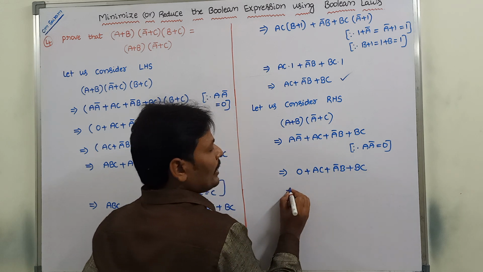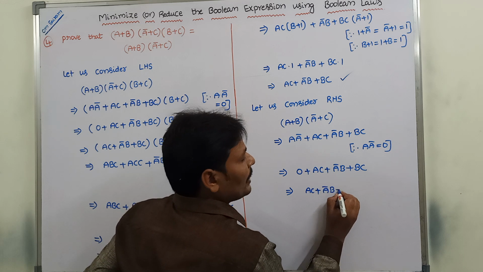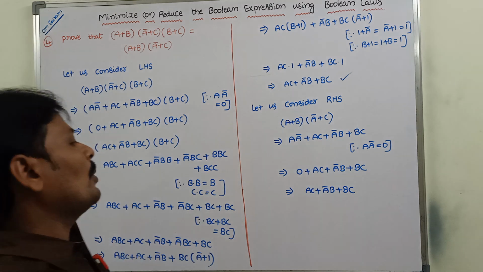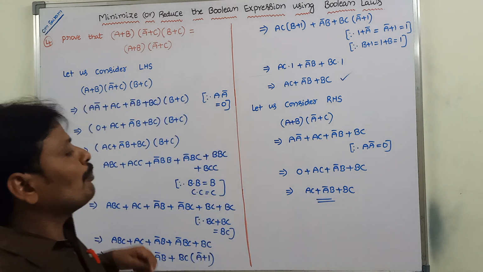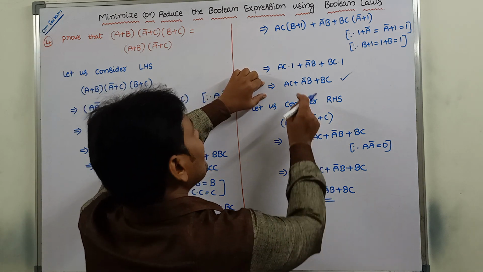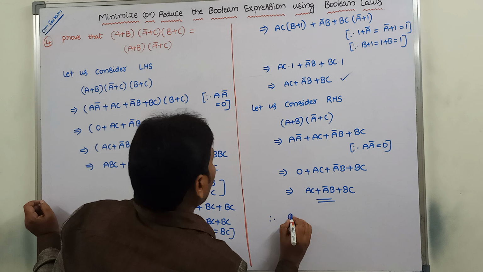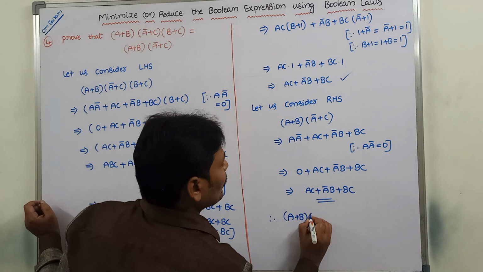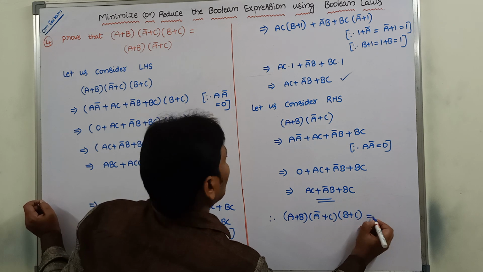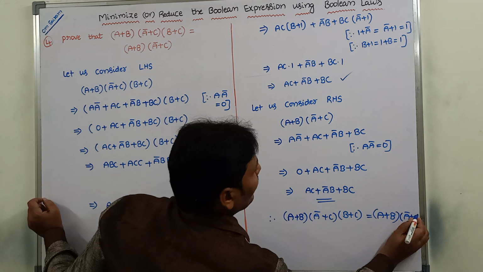So 0 plus something is nothing but something. So AC plus A bar B plus BC. Okay, after simplifying the right hand side Boolean expression, we are getting this answer. After simplifying the left hand side Boolean expression, we are getting this answer. Both answers are equal. Hence, we can say that a plus b into a bar plus c into b plus c is equal to a plus b into a bar plus c is proved.